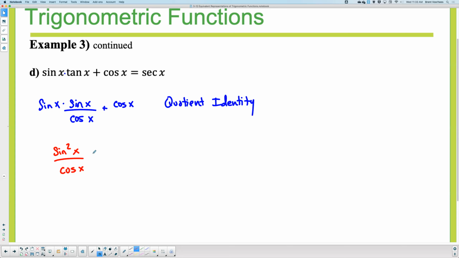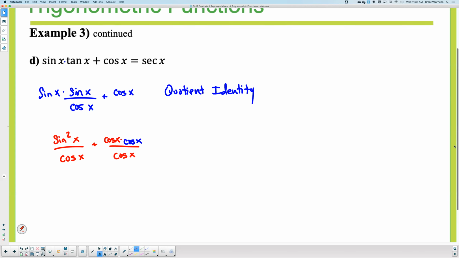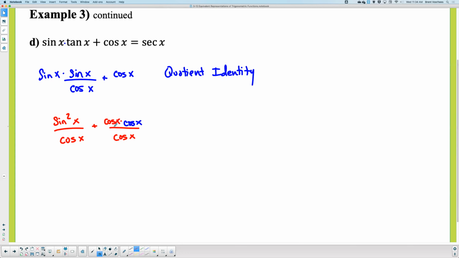Over cosine plus, to get a common denominator here, I need to multiply this cosine by a funny looking 1. I'm going to multiply it by cosine over cosine. You mean times, not plus? Multiply. No, I'm talking about the little symbol you put in there. They were adding. Okay. This cosine was here, so that should be there. Now this is just getting a common denominator. That's all I'm doing here.